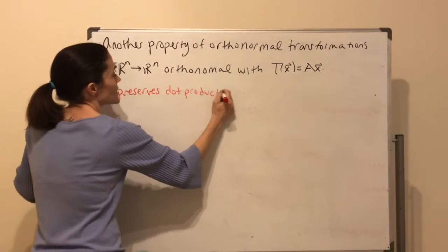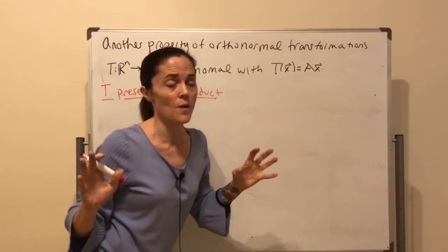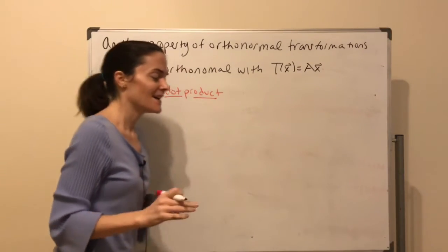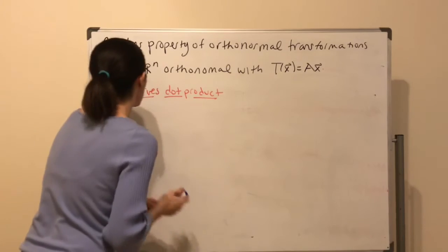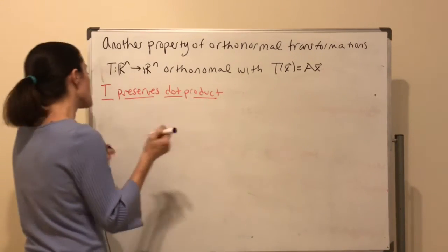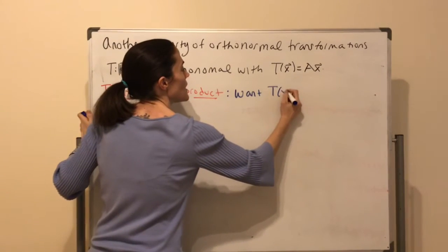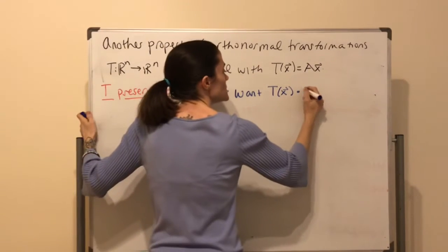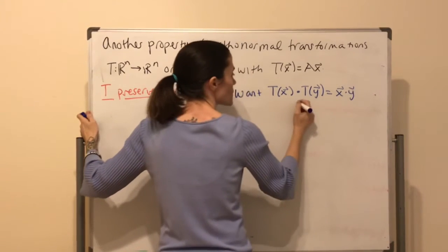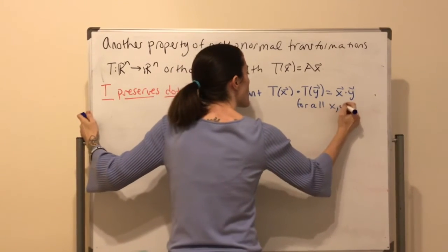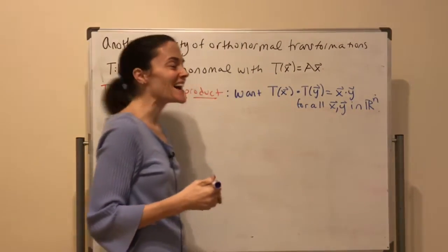So these orthogonal transformations preserve a lot of things. They preserve length, they preserve dot products. You will show in the homework they preserve angle, but you can use what I have shown here to show that they preserve angle. But how am I going to show they preserve dot product? Okay, well, let's write this. What we want here is that T of x dot T of y equals x dot y, and this is for all x, y in Rn. This is what it means to preserve dot product.